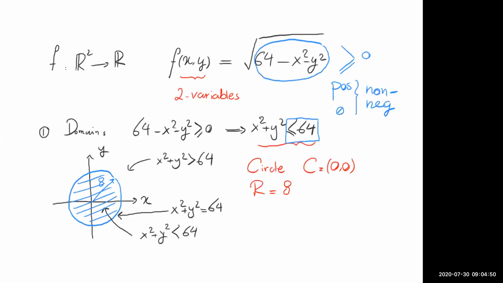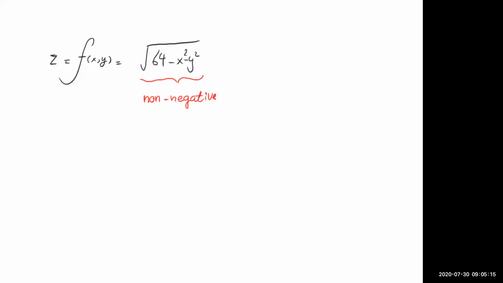The second thing we need to understand here is that if we let z equal f of x and y, which is the square root of 64 minus x squared minus y squared, because on the right-hand side we have a radical, they are always non-negative. So they are greater or equal than 0. This means z is greater or equal than 0. Okay, that's the second thing to know.